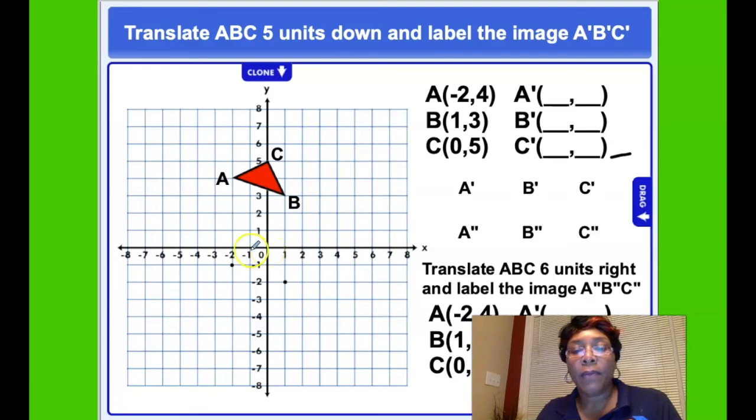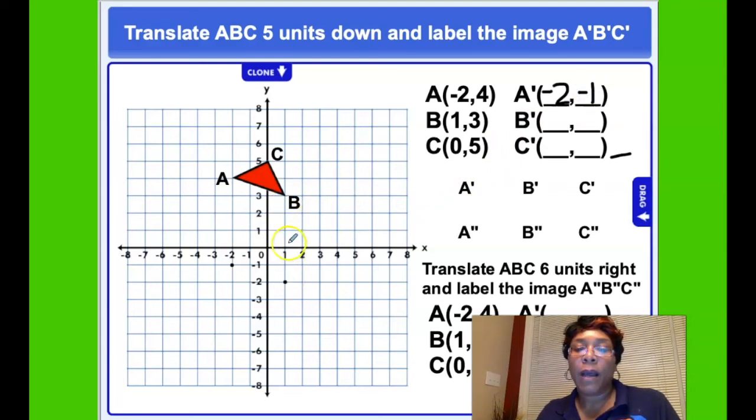So for A, -2. Did we go up or down? We're going down, so it's -1. So this will be -2, and I'll put this right here. Maybe I'll be able to write -1. Okay, then let's go ahead and look at B.